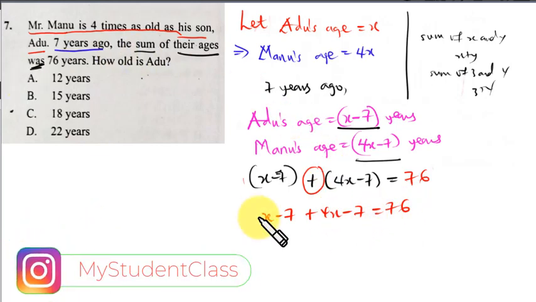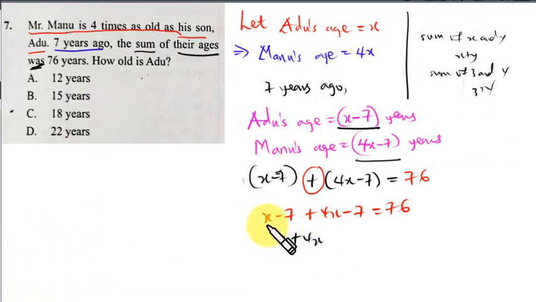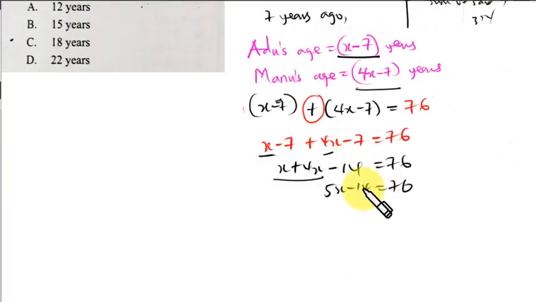Let's group like terms. So we have x here, we have plus 4x here. So x and 4x. Then we have negative 7 and negative 7, that gives us negative 14, equals 76. Let's add these two. We have 5x minus 14 equals 76. So I want to make x the subject. In other words, I want to find x. I have to get rid of the negative 14 here. So I'll add 14 to this side, and I'll also add 14 to this side, so that this will cancel that, and I'll have 5x equal to 76 plus 14. So 76 plus 14 is 90.